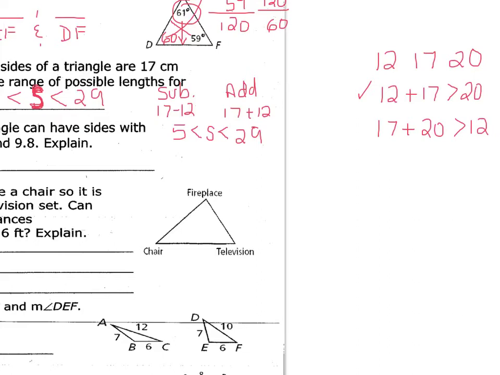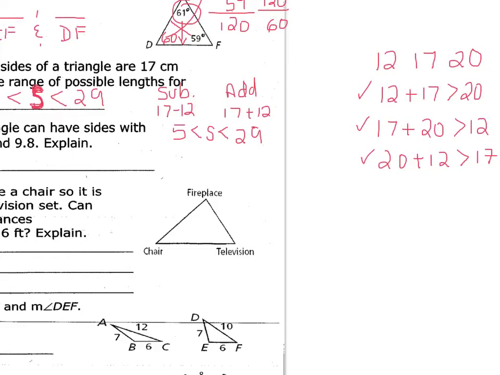Now, what about 17 plus 20? Is that more than 12? Yes, it's 37, and 37 is more than 12. Okay, how about the third combination? 20 plus 12. Is that sum greater than 17? Yes. So notice that when you check the three combinations, it would work. And you can try any number.